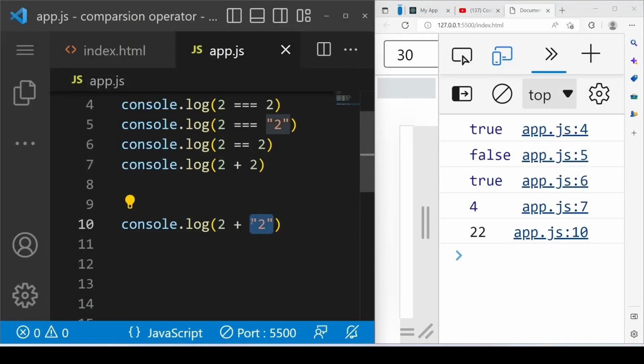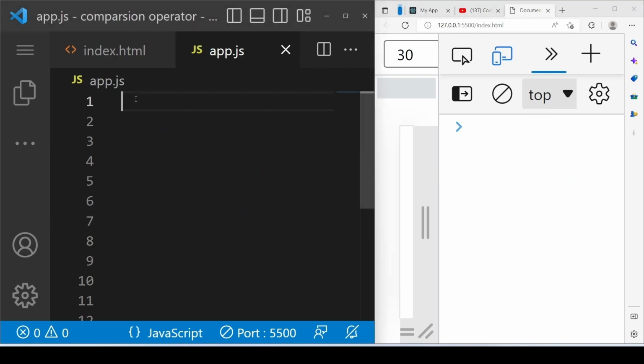Today we will be diving into the world of JavaScript operators and exploring the difference between triple equals signs, double equals sign, and single equals signs. Let's begin by examining the triple equals sign operator, also known as the strict equality operator.